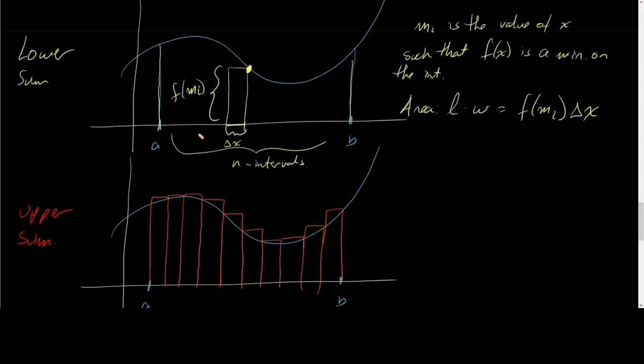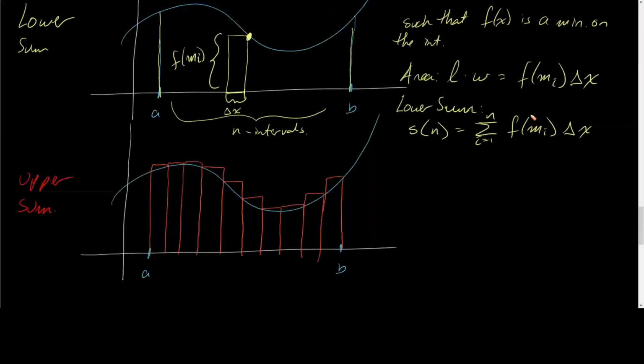But if I have n of them, this lower sum, the estimated area, would be the summation. Maybe I'll write this. Lower sum. We're going to write it as lowercase s of n, because there's n many of them. It would be the summation from I equals 1 to n of f of m sub I delta x, again using lowercase m.